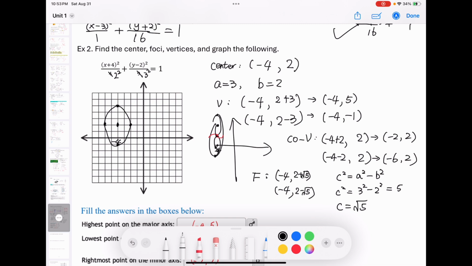So what is square root of 5? I think it's about 2.23 or something. So based on my center, go up 2 point something. So for example, I say the point is here, is my foci, and then another point, for example, is here, is my foci.